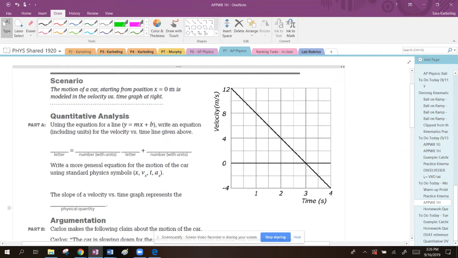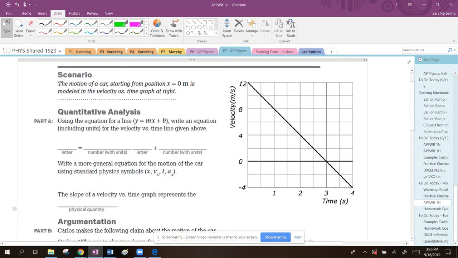Piece by piece. The scenario is not something that should blow us away, because we've been talking about the same thing over and over for the last few days. But you may gather, since we've been talking about it for a while, that it's probably kind of important. So the motion of the car starting from position x equals 0 is modeled in the velocity versus time graph at the right. So first question for you is, does it start from rest?